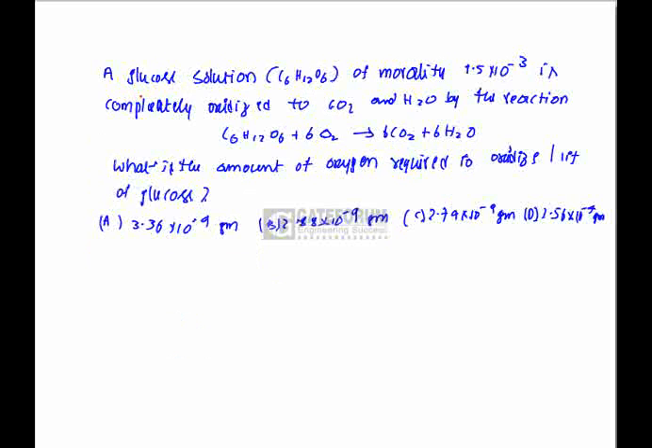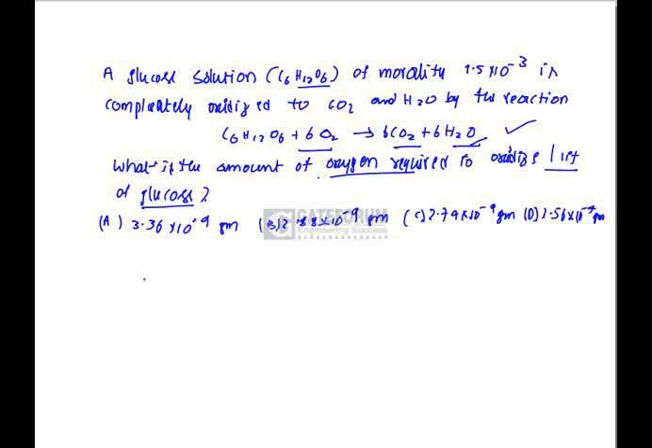The question: a glucose solution, generally represented by C6H12O6, of molarity 1.5 into 10 to the power minus 3, is completely oxidized to CO2 and H2O by this reaction. What is the amount of oxygen required to oxidize 1 liter of glucose? We have to calculate the amount of oxygen that is required to get this CO2 and H2O.